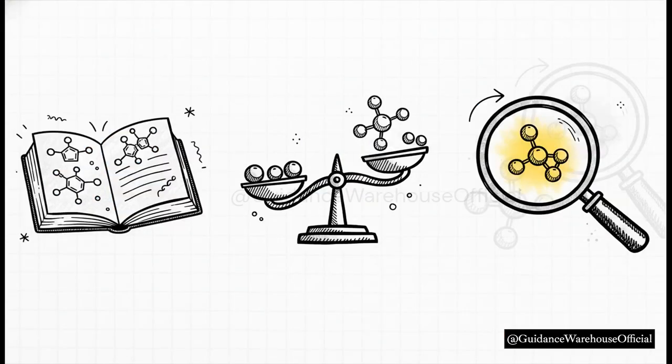By the end of this explainer, you are going to master the fundamental grammar of a chemical equation, the exact mathematical rules for balancing them so they obey the laws of physics, and exactly how to strip away the noise to find the true underlying net ionic reaction.